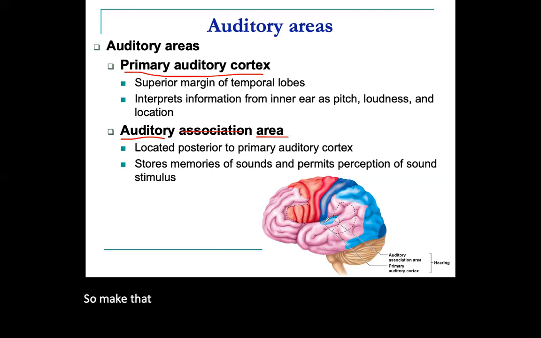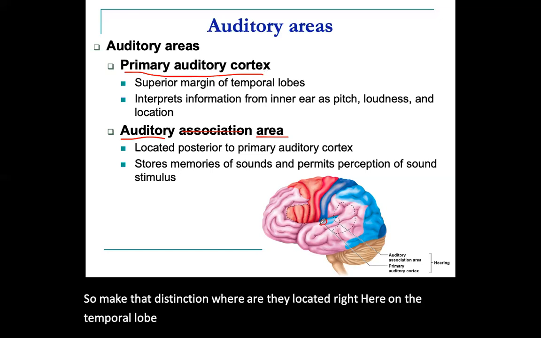Where are they located? Right here on the temporal lobe is your primary auditory cortex, and right behind that would be your auditory association area.